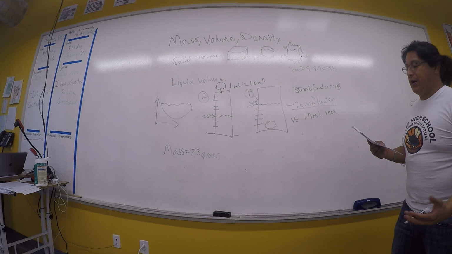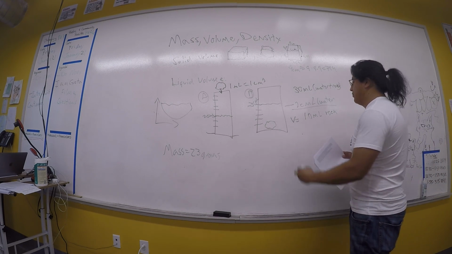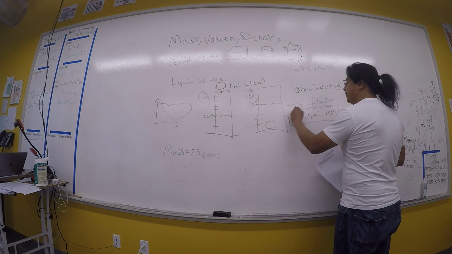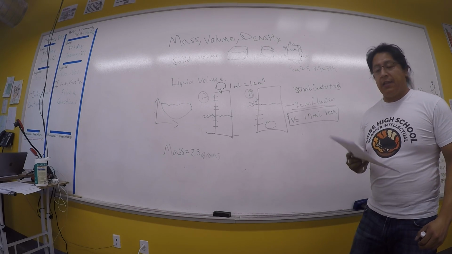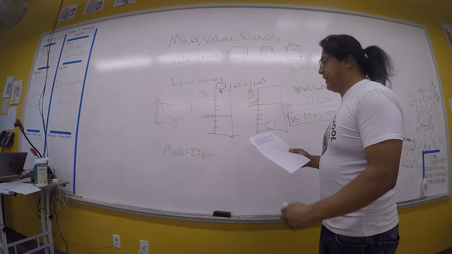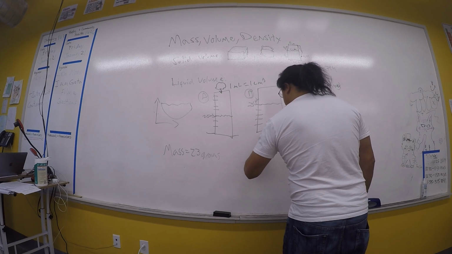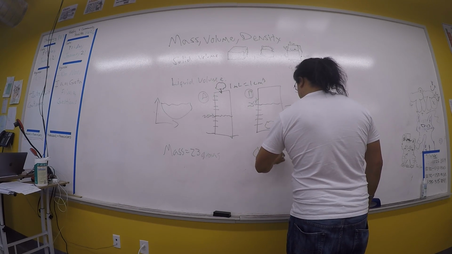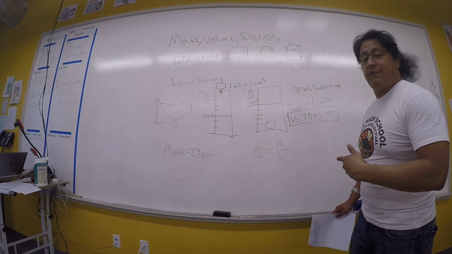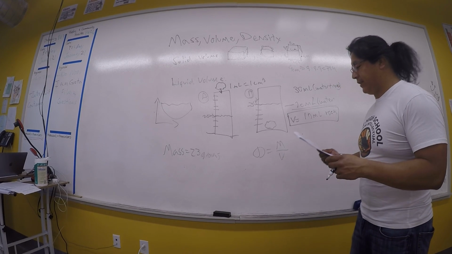And look, that's what part A said to find: the volume of the rock dropped in the graduated cylinder. And now the last thing it asks us to do is find the density of the rock. As you guys remember from the previous lesson, density equals mass over volume. Remember that equation, you should love that equation. Memorize it, love it, go to sleep with it if you can.